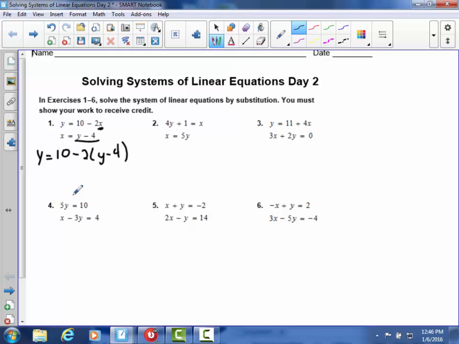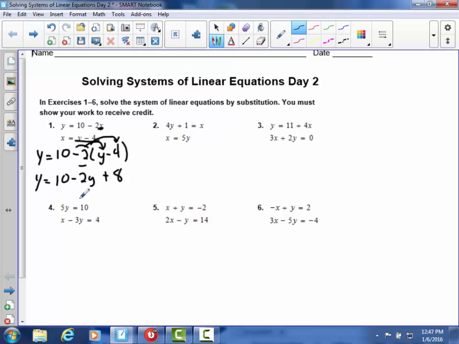Okay, so I've substituted in, and then I want to simplify this, so I'm going to take this negative 2 and distribute it to both of those. So I have y equals 10 minus 2y plus 8. Then 10 and 8 are like terms, so we get y equals negative 2y plus 18.